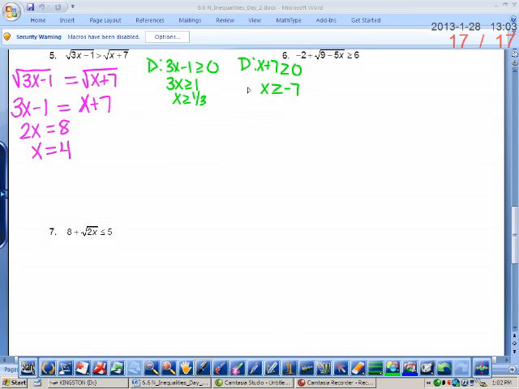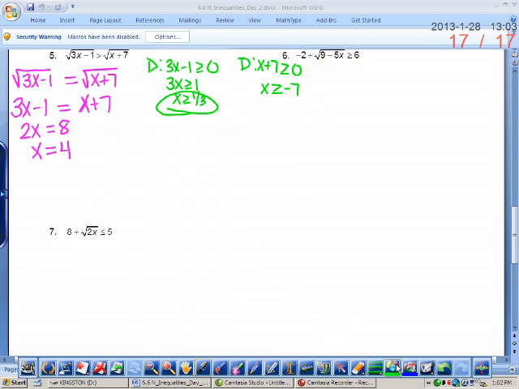Now, any x value in our solution has to be a part of both domains. Does that make sense? I can't have an x value that's a solution that's only part of one of the domains, because I have to be able to plug the x value into both of them. If I have x greater than or equal to 1/3 and x greater than or equal to -7, which one is more restrictive? 1/3. Yeah, because there are numbers bigger than -7 that don't fall in this domain. 0 is a part of this domain, but not this one.